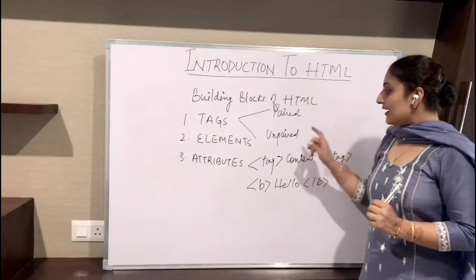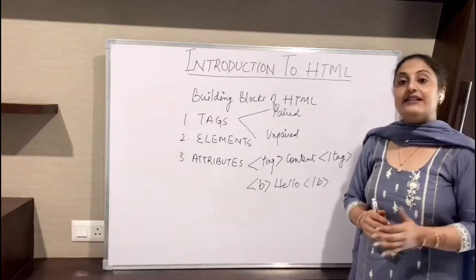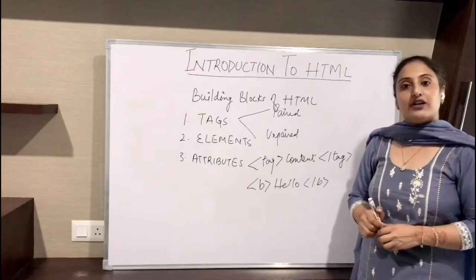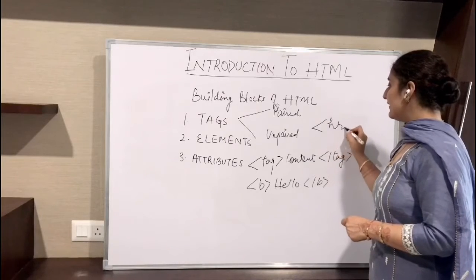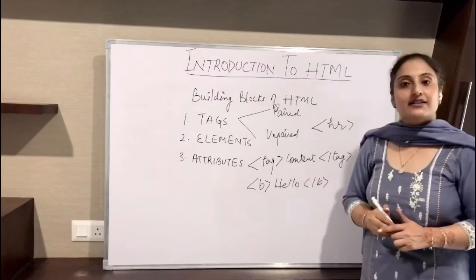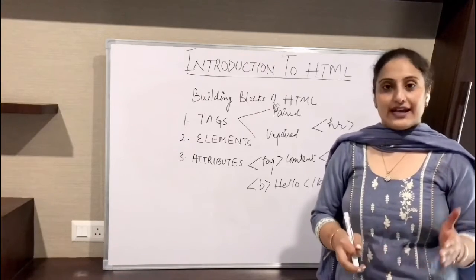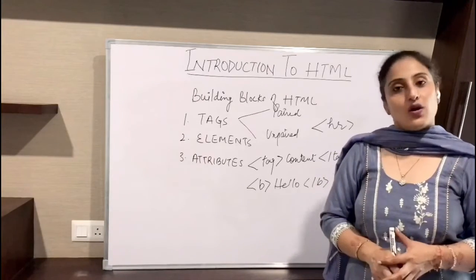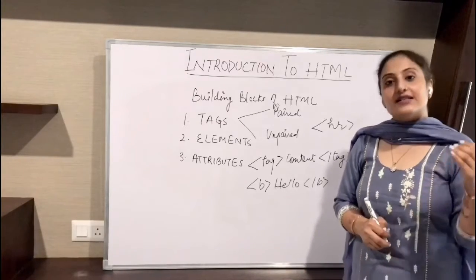On the other hand, an unpaired tag, which is a single tag, does not have a closing tag. For example, the HR tag. HR tag is used to create a horizontal line on the screen. There is no need to close the tag because this is a single tag.